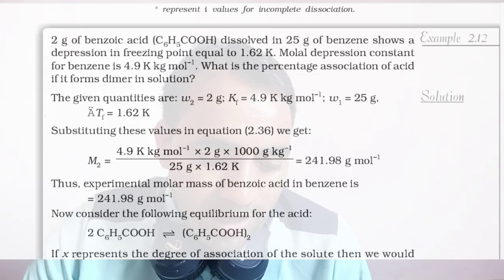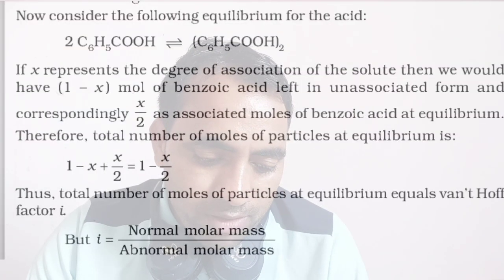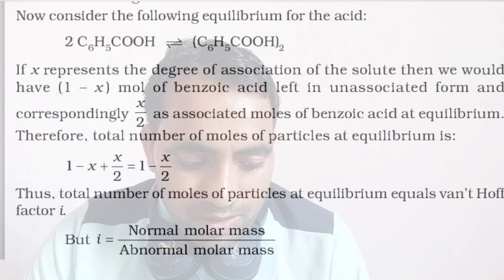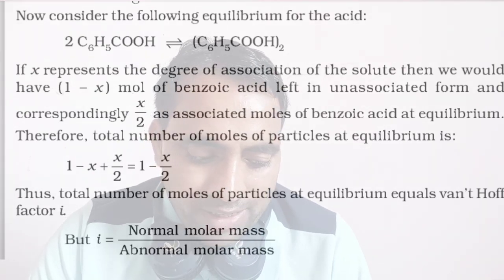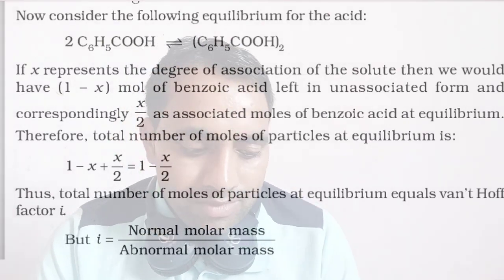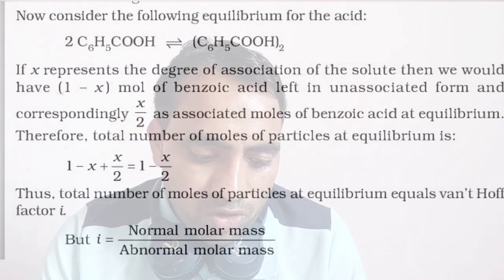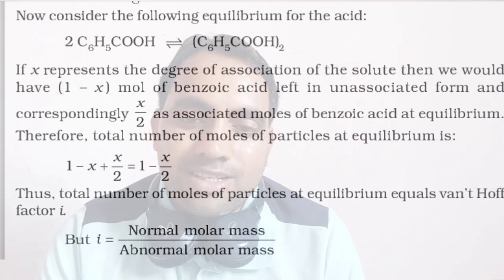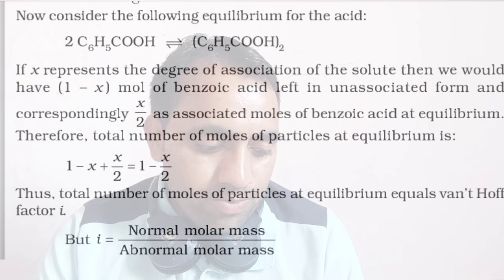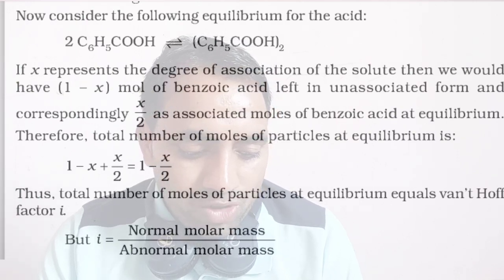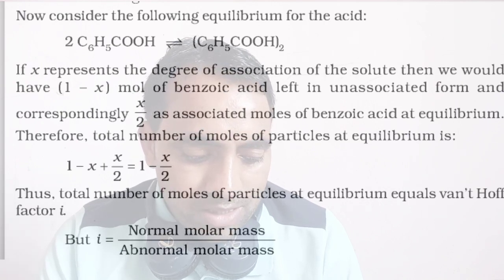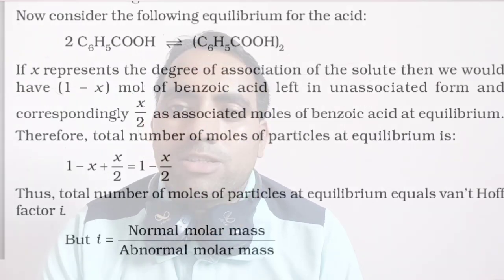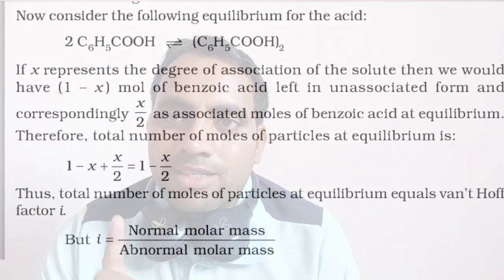Thus the experimental molar mass of benzoic acid in benzene is 241.98 gram mole inverse. Now consider the following equilibrium for the acid. In solution, 2 moles of benzoic acid associate into 1 mole of dimer. If X represents the degree of association of the solute, then we would have 1 minus X mole of benzoic acid left in unassociated form, and correspondingly X/2 as associated moles of benzoic acid at equilibrium. Therefore, the total number of moles of particles at equilibrium is 1 minus X plus X/2, equal to 1 minus X/2.